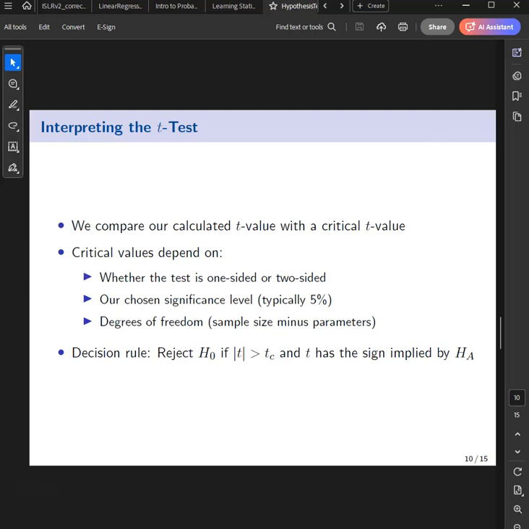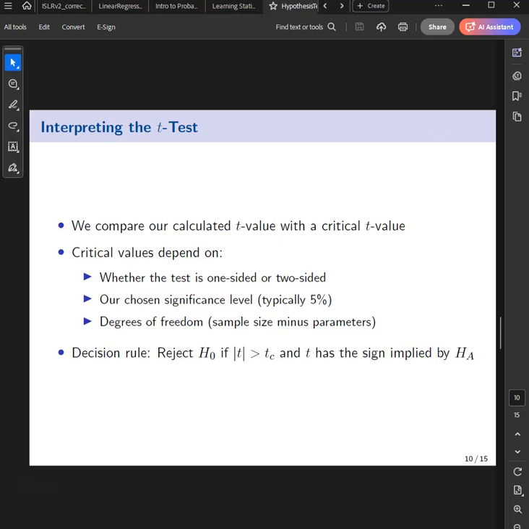To use the t-test, we compare our calculated t-value with a critical value from the statistics table or software. These critical values depend on several factors. First, it depends on whether the test is one-sided or two-sided. Second, it depends on our chosen significance level. Typically, it's 5%. And third, it depends on the degrees of freedom. Roughly, it means sample size minus parameters.